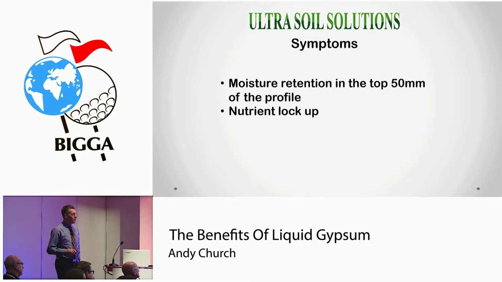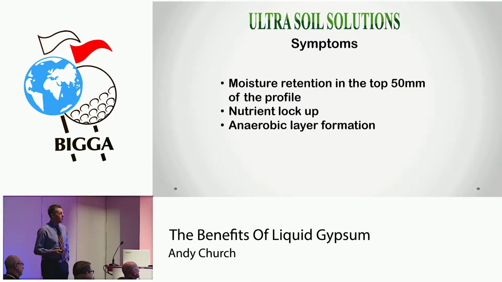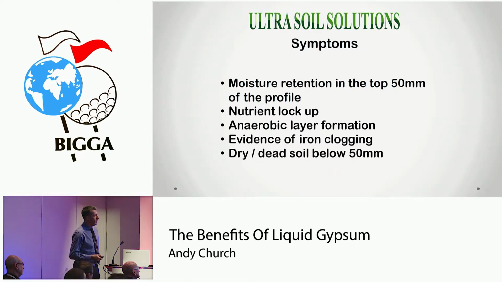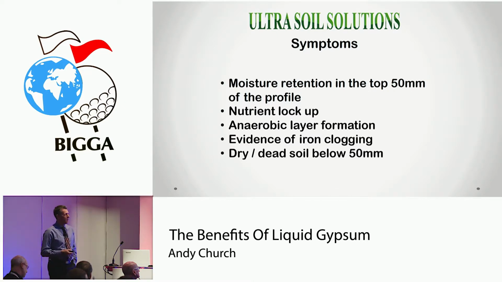Nutrient lockup, as I explained, nutrients not really doing what they should be doing, and you're having to apply a lot more of them just to achieve your goals. The anaerobic layer formation, the black layer, evidence of ion clogging, dry, dead soil below that 50 mil mark. You saw in the previous slide, and there'll be a couple more coming up, literally nothing going on below that sort of 50 mil mark.